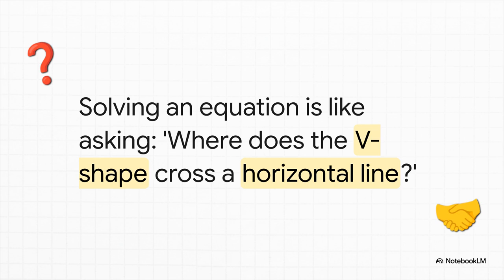Start thinking visually. What you're really being asked is, where does the V-shaped graph of y equals the absolute value of x plus 2 cross paths with the flat horizontal line y equals 3?